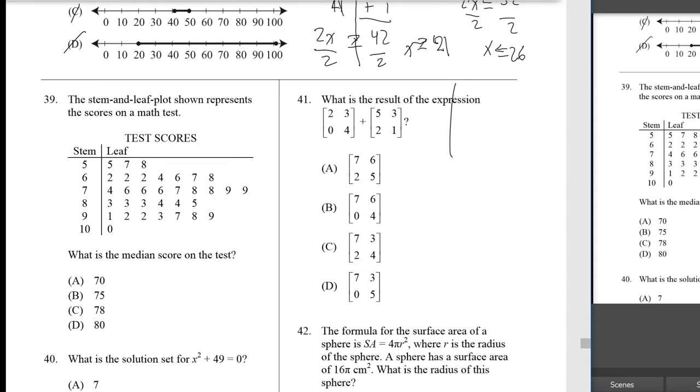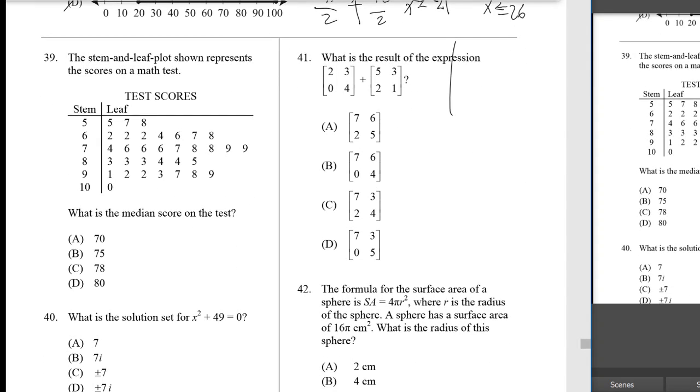All right, now, the stem and leaf plot represents the math scores on a math test. All right. Really quickly, stem and leaf plots are incredibly simple. Okay, you just have to understand what they mean. If I have a stem of 5 and a leaf of 5, usually there's a key and it tells you what that means. If there's no key, it means that this is 55, 57, 58.